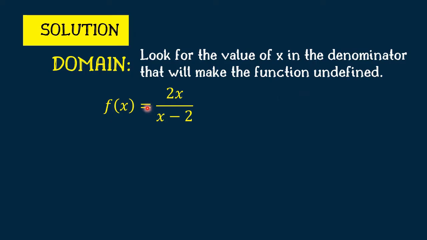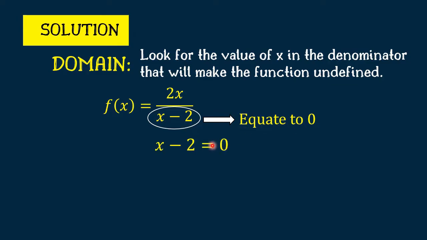So in our given function, the denominator here is x minus 2. So in order for us to find the value of x in the denominator that will make the function undefined, we will equate this denominator to 0. So we have a new equation, x minus 2 equals 0, in order for us to look for the value of x that will make the function undefined. So to solve for x, we need to eliminate this negative 2. How do we eliminate this negative 2?